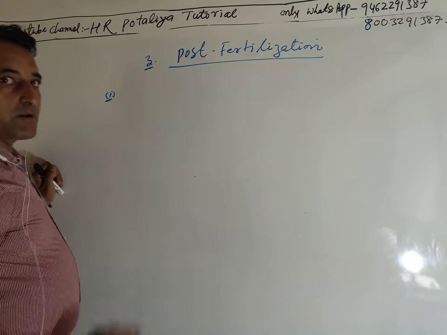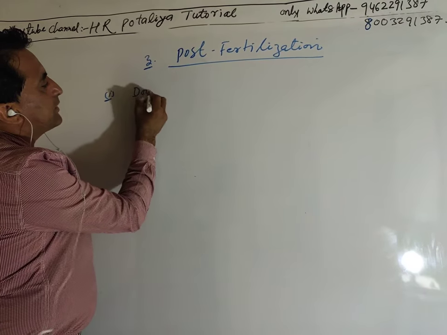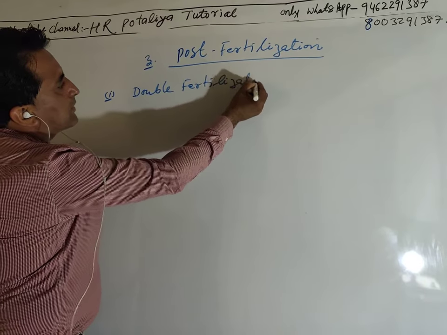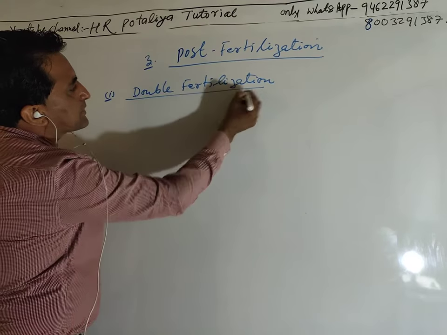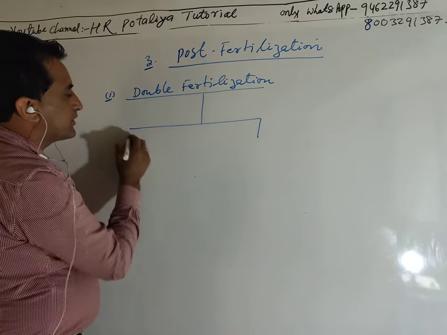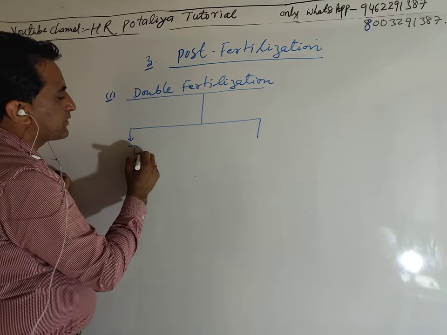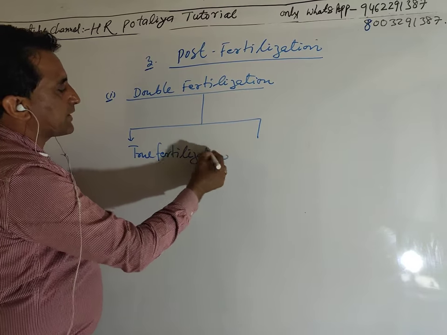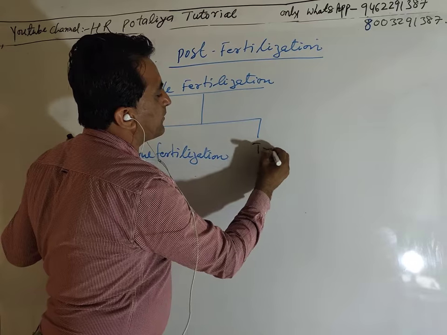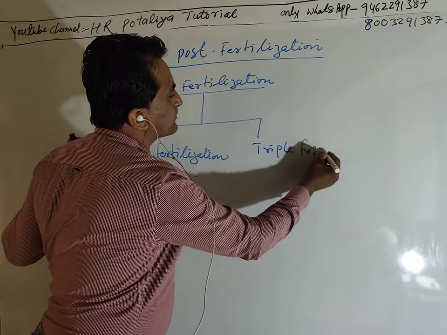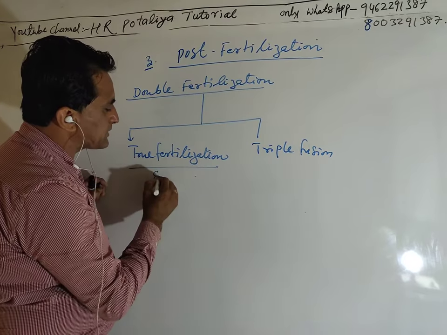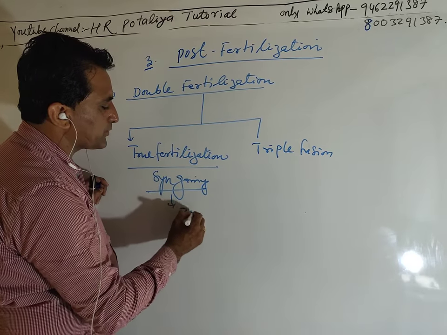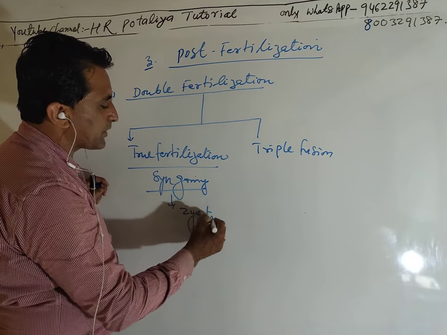In the previous part, we discussed double fertilization. Double fertilization means fertilization takes place 2 times. Which are they? First is true fertilization, and second is triple fusion. True fertilization, also known as syngamy, forms a diploid cell, that is the zygote.